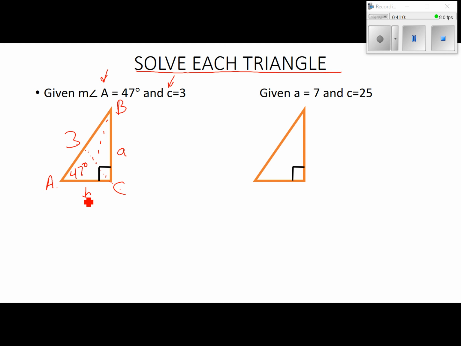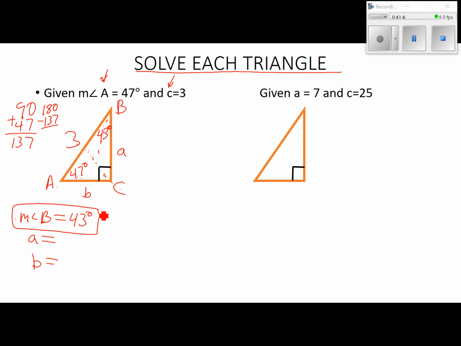So we have all that, and we want to find all the missing parts. Well, we're missing measure of angle B, so we're going to find it. We're missing little a, and we're missing little b. We're going to find all 3 of those missing parts. Easiest one to find is measure of angle B. We know 3 angles of a triangle should add up to 180. So 90 plus 47, that's 137. We subtract that from 180. Grab your calculator and do it, and we end up with the measure of angle B right here is 43 degrees. So that's one of our answers.